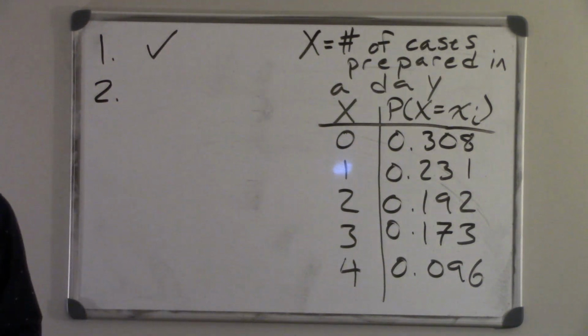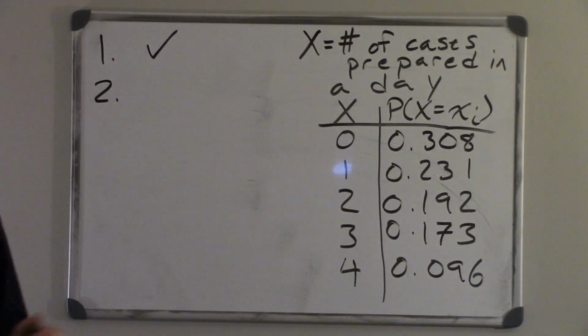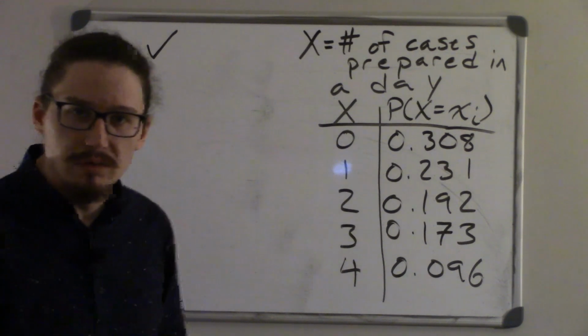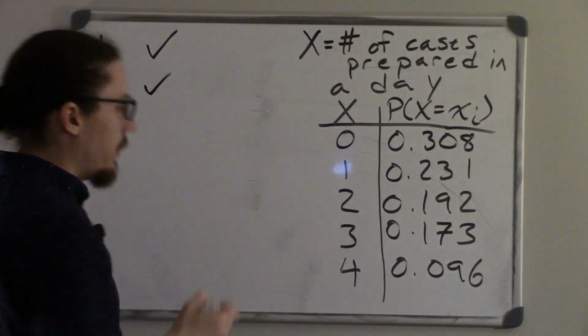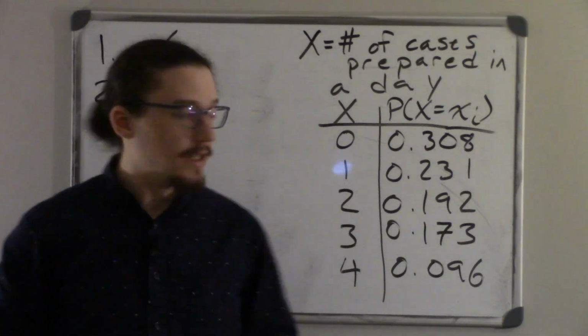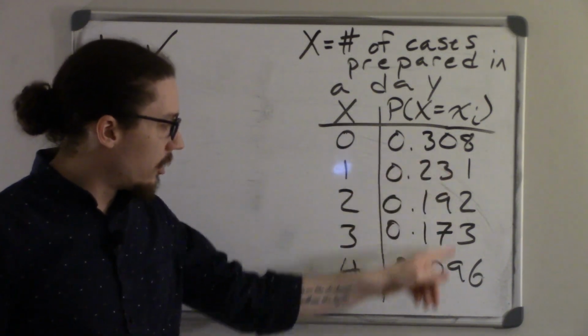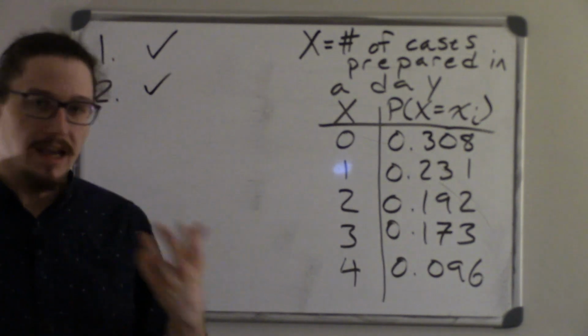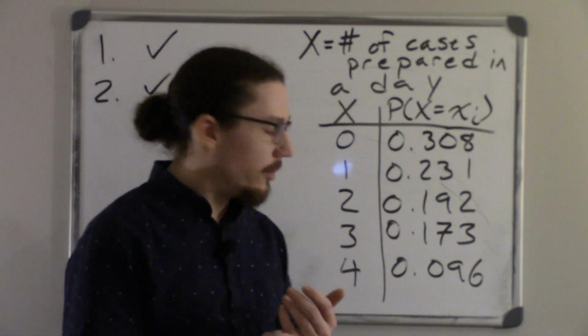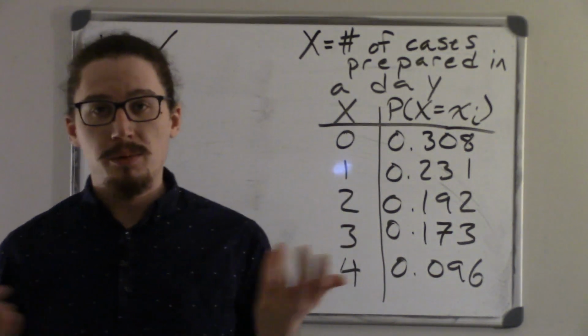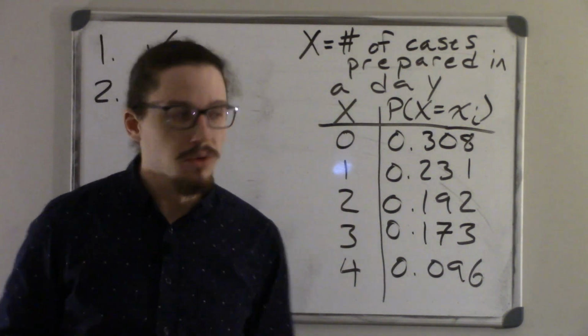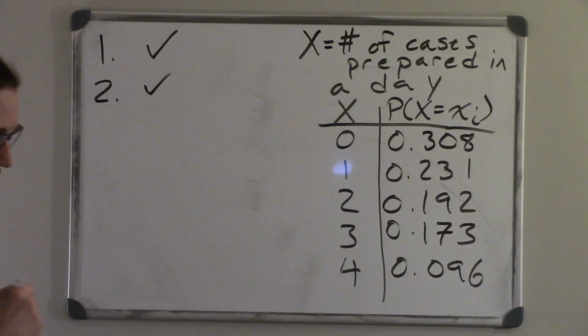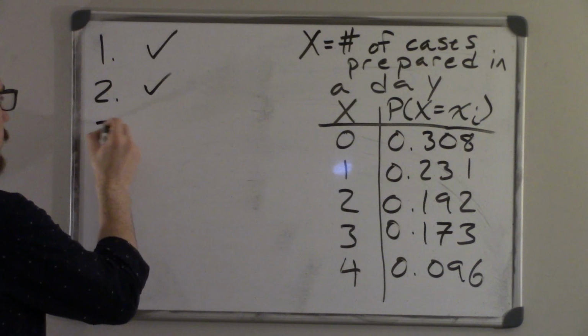Then our second property is that all of our probabilities have to be between 0 and 1. And that's true for this example. All of these probabilities are between 0 and 1. We don't have any negative probabilities. We also don't have any probabilities that are greater than 1, so we're good on that front.